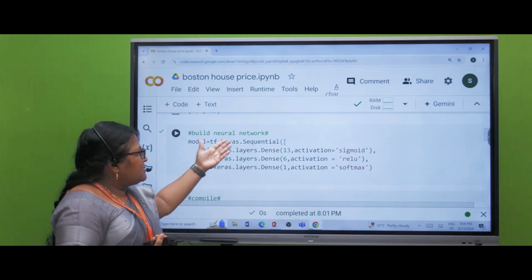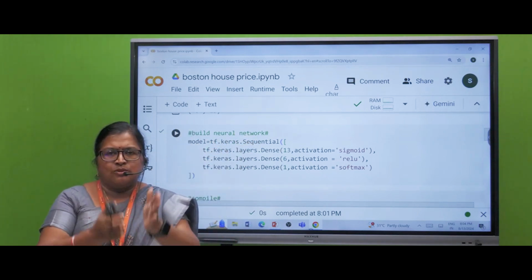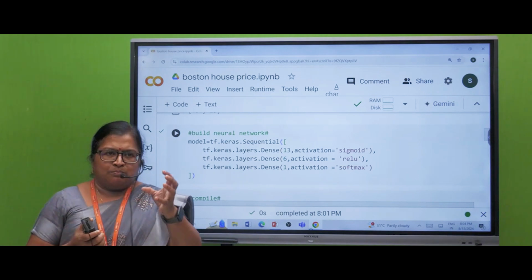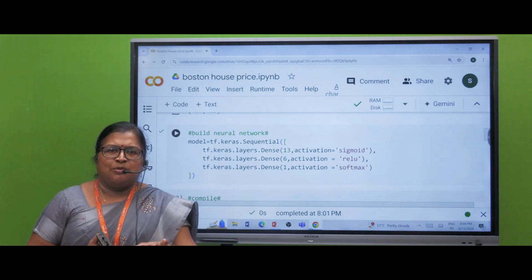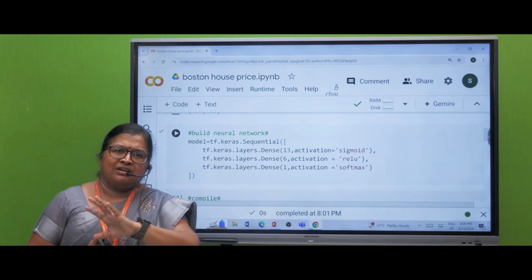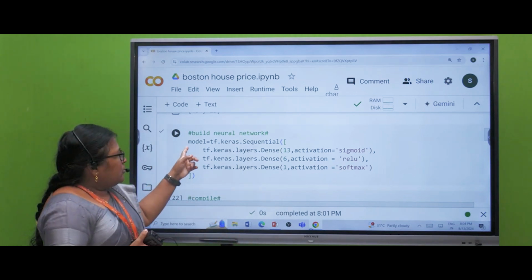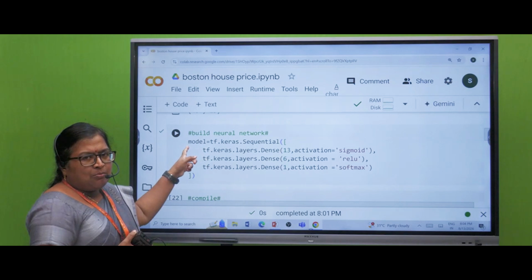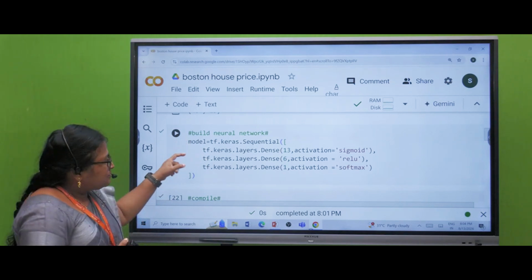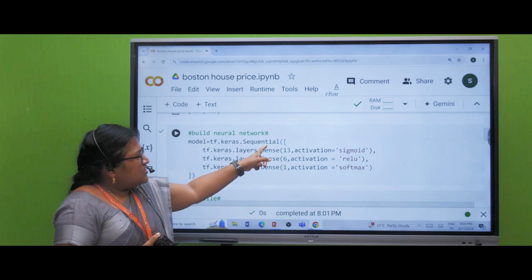So I have considered the sequential. If I give sequential, all the layers will be connected. How many layers I am going to use, each and every layer I have to represent with the input and output. That is what sequential means. So I am keeping everything in my model in a variable like model. TensorFlow.keras is the library, and sequential I am using.